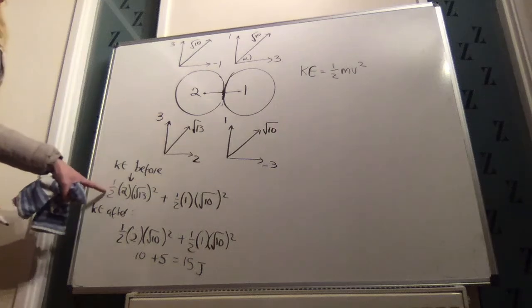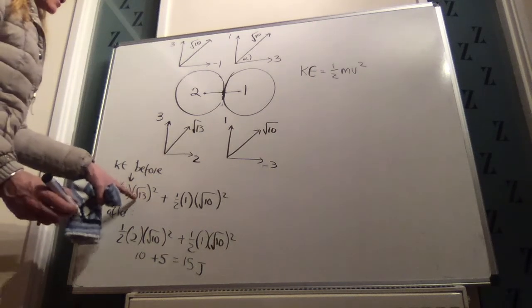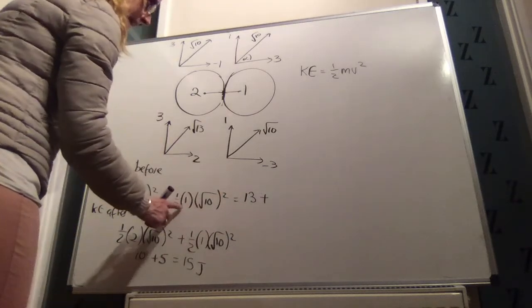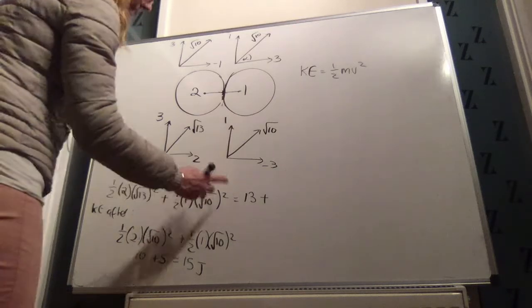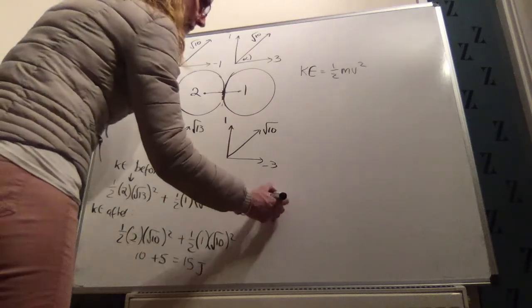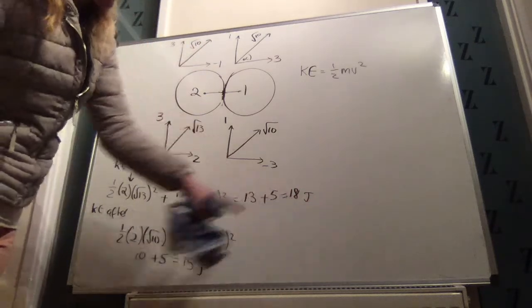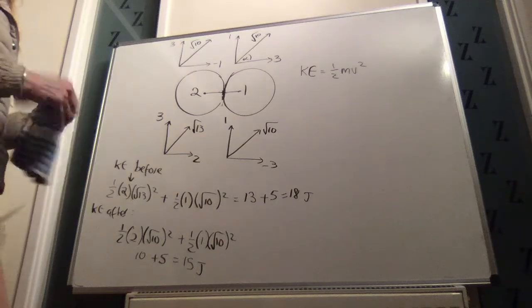What about before? Half of 2 is 1, 13, the square root of 13 squared is 13, so that's 13 plus, and again half of the square root of 10 squared, the square root of 10 squared is 10, and half of that is 5, which is 18 joules. So the loss in kinetic energy is 18 joules take away 15 joules, which is 3 joules.